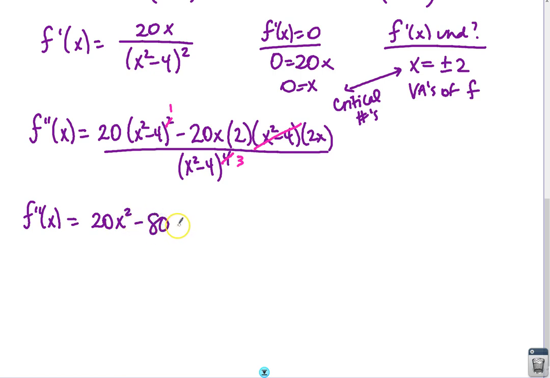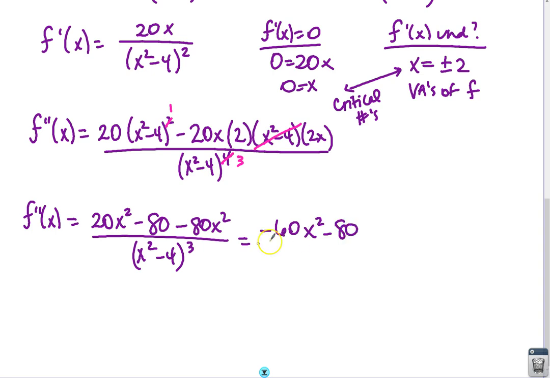And then minus. Okay, so all of that went away. So 20x times 2x would be 40x times 2x, so then times 80x squared. Okay, so far so good, all over x squared minus 4 to the third power. I've got some x squared terms, so this becomes negative 60x squared minus 80 over x squared minus 4 cubed.